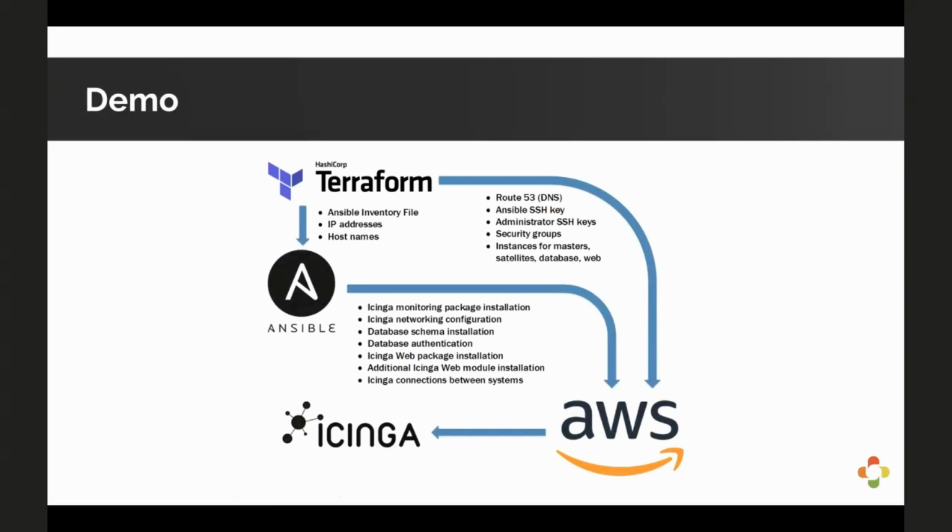Then it's going to pass control off to Ansible, which is going to take on the more detailed work of installing the Icinga monitoring packages, configuring the Icinga networking, installing the database schema and authentication. It's going to configure the Icinga web packages and install additional Icinga web modules. And then finally, it's going to manage the Icinga connections between the systems. So with Terraform and Ansible doing all of this provisioning and configuration work against AWS, what you end up with is a working, pretty full-featured Icinga system.